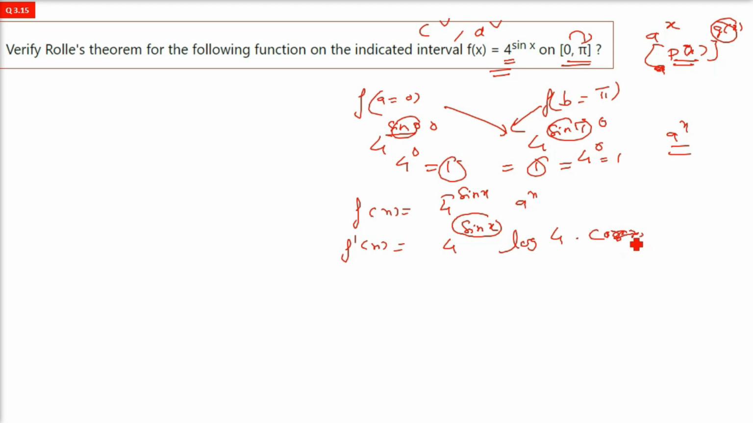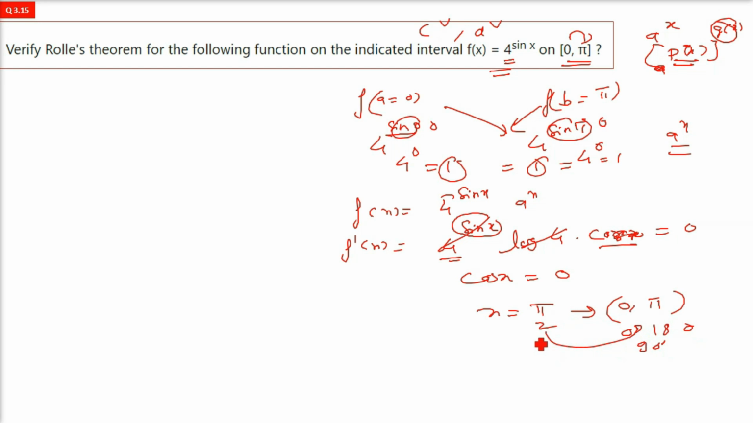All this has to be equated to 0 in order to find out the value of x which will make this differentiated function 0. See, 4 raised sine x cannot be 0, log 4 cannot be 0, cos x has to be 0, x will be pi by 2. Pi by 2 lies between 0 and pi, 90 degree lies between 0 and 180 degree. So this is a correct value, and that is the value we were interested in.